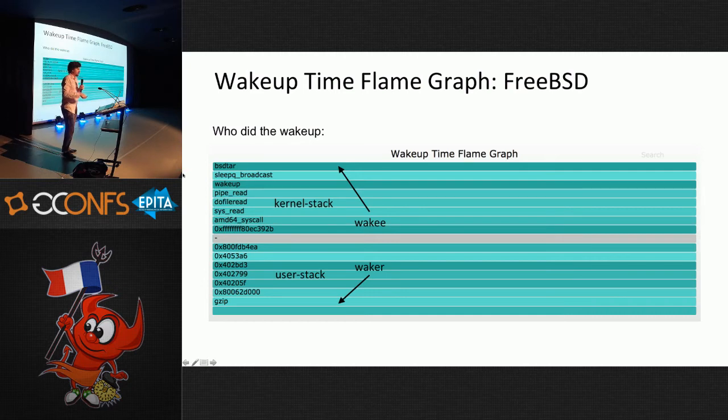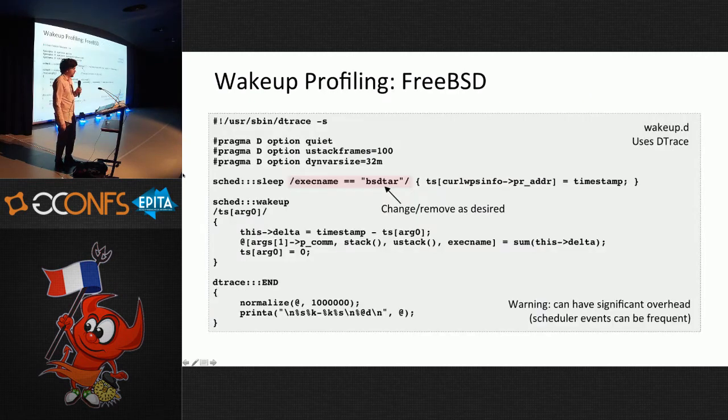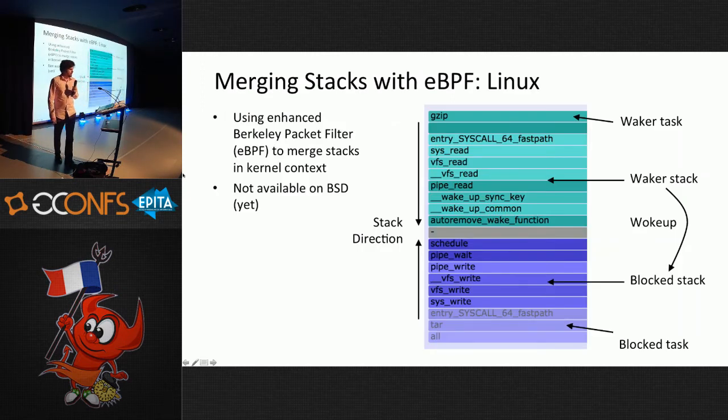gzip has woken up BSD tar, and it's because gzip was reading from the pipe. And so that's what we expect. There's my wake-up profiling dtrace script. Now we can go one step further, except to do that in kernel, I've had to use eBPF.